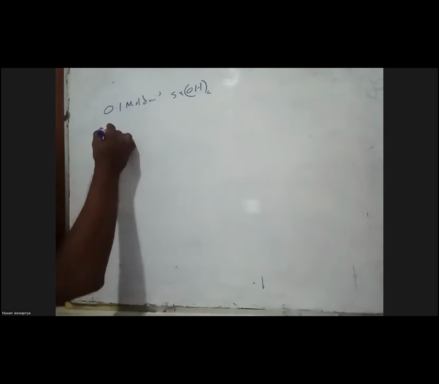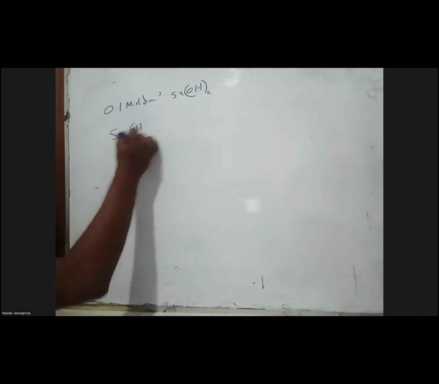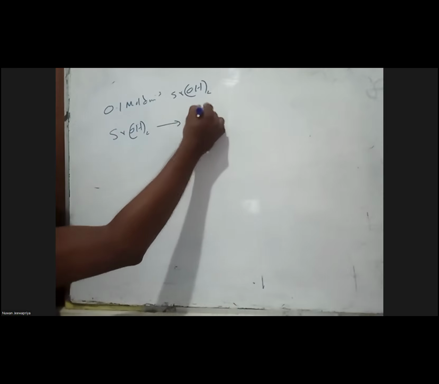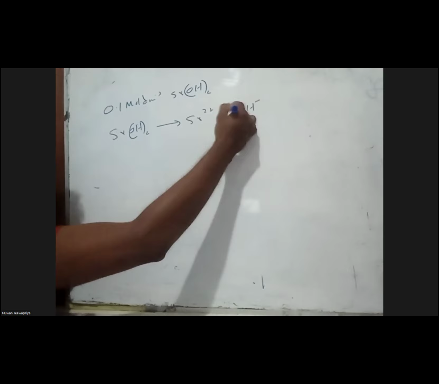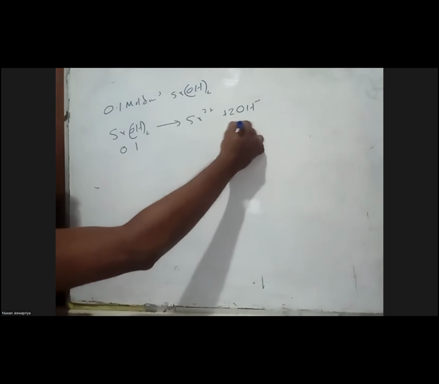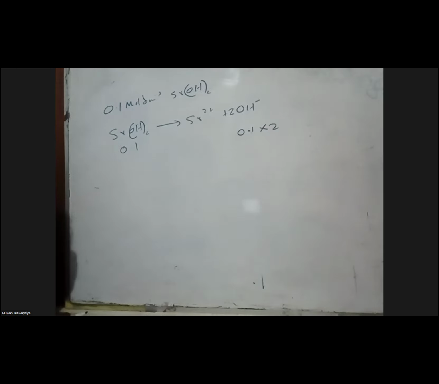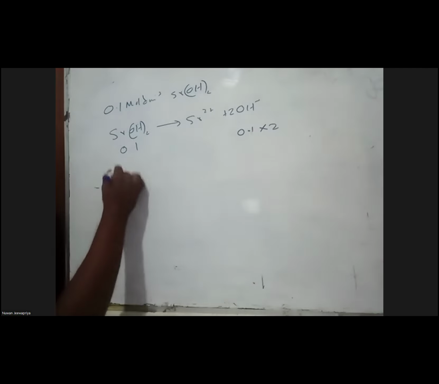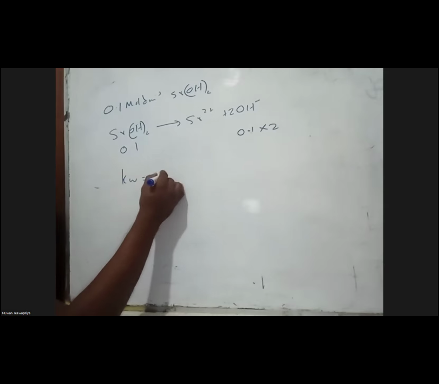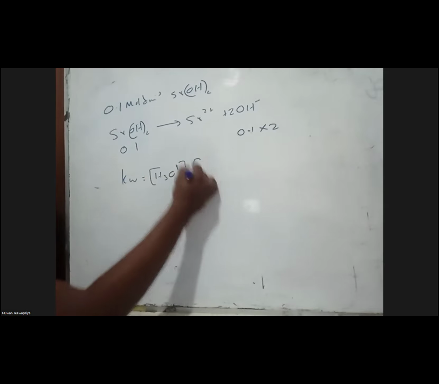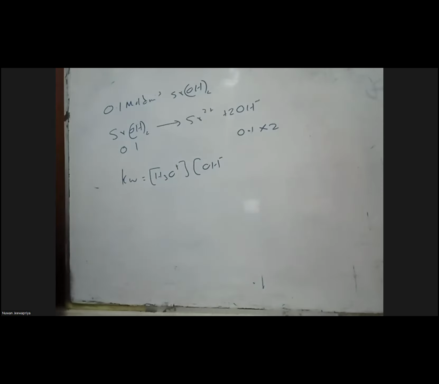Now, strontium hydroxide is also a strong base. It gives Sr2 plus and 2OH minus. The concentration of strontium hydroxide is 0.1, so OH minus concentration is 0.1 into 2. Right. So then the next thing is they have given us a Kw. Kw is equal to H3O plus concentration into OH minus concentration.